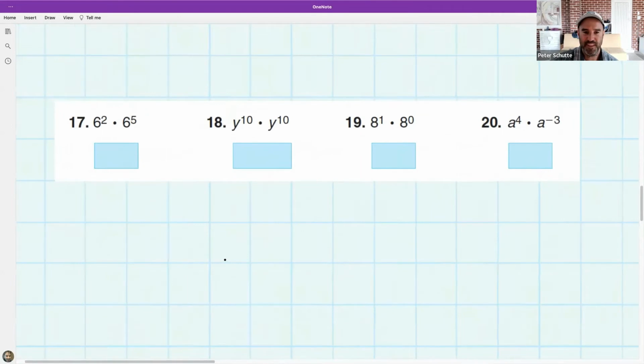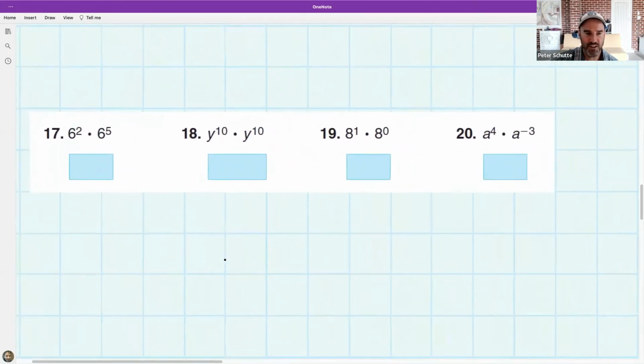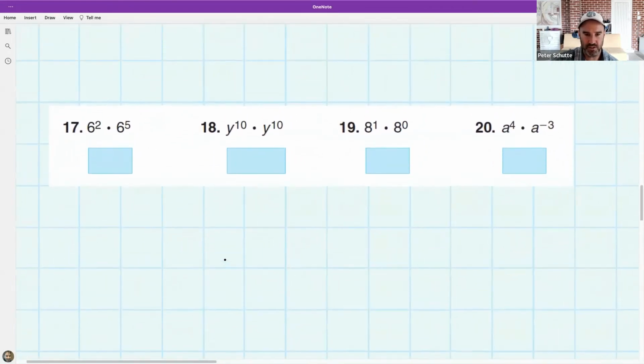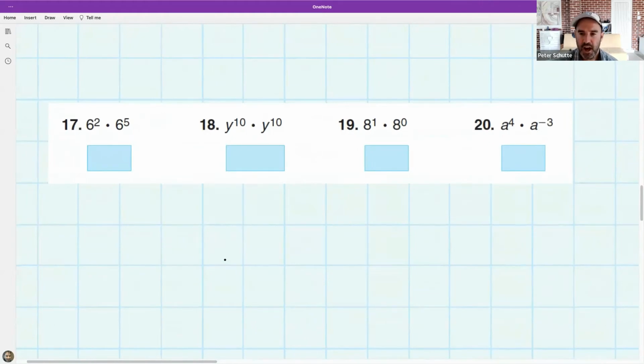Okay. Guys, we are now going to be presented with these questions. And I want you to notice something. In all of these questions, what we call the base is the same. So in this question, the base is 6. In this question, the base is the variable y. And what this question is saying is that this thing is being multiplied by this. And what we want to do is write it in exponential form.